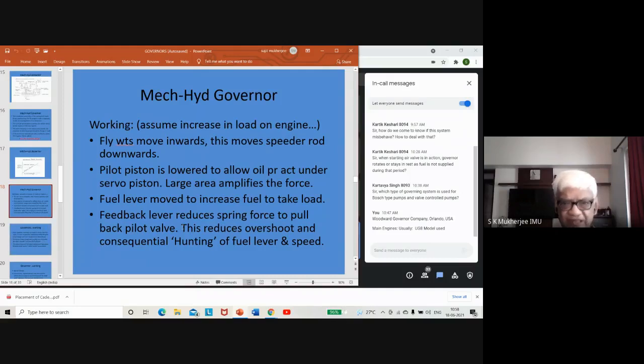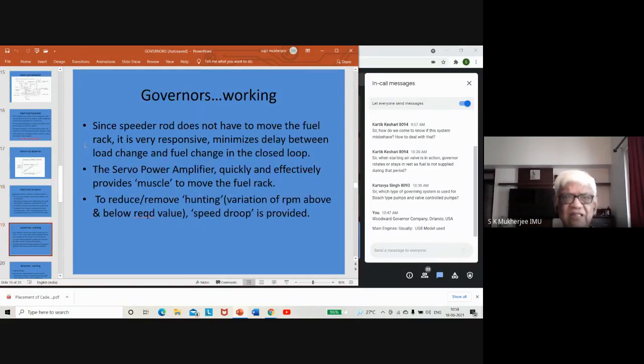Okay. So this reduces overshoot and hunting. Since the speeder rod does not have to move the fuel rack, it is very responsive, minimizes delay between the load change and fuel change in the closed loop. The servo power amplifier quickly and effectively provides the muscle to move the fuel rack. That you have understood already.